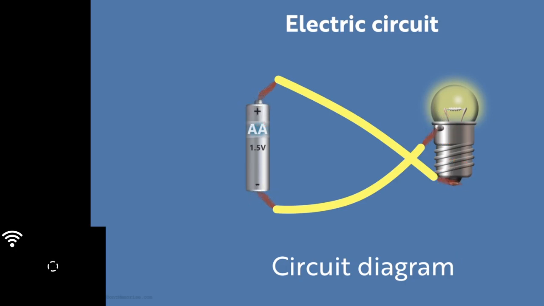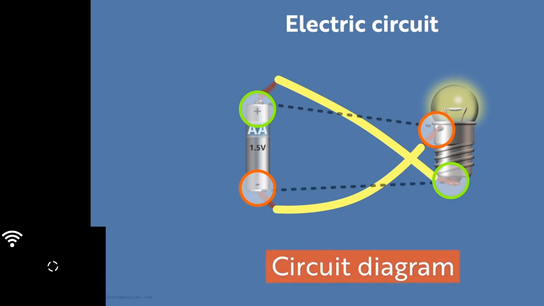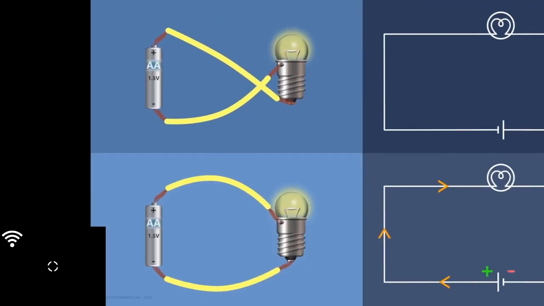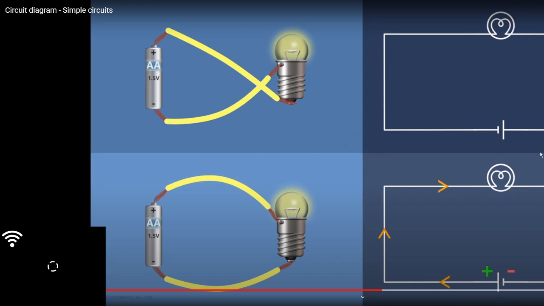If you look at this circuit, the positive terminal of the cell, which was initially connected to this terminal of the bulb, is now connected to the other terminal. Similarly, the negative terminal, which was initially connected to this terminal, is now connected to this one. So how will the circuit diagram of this circuit look? This is the circuit diagram. Compare it with this one. There's the difference, the battery here and the battery here.